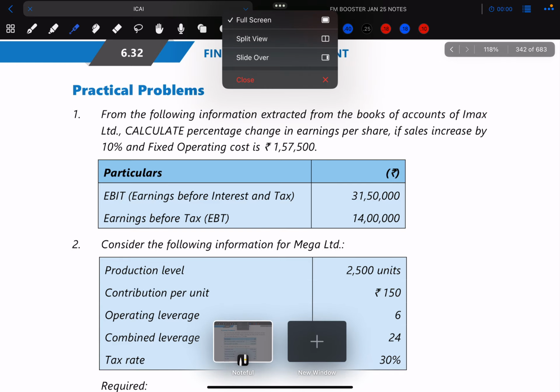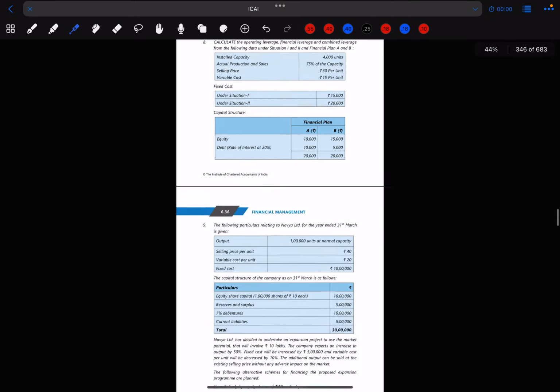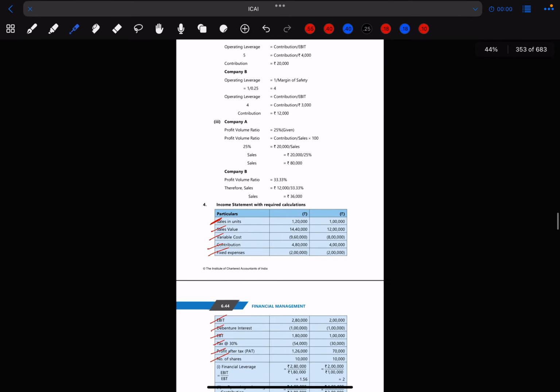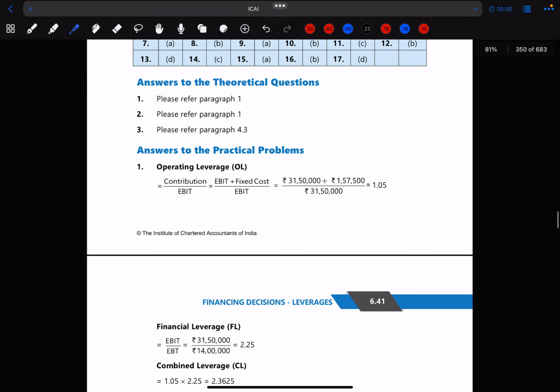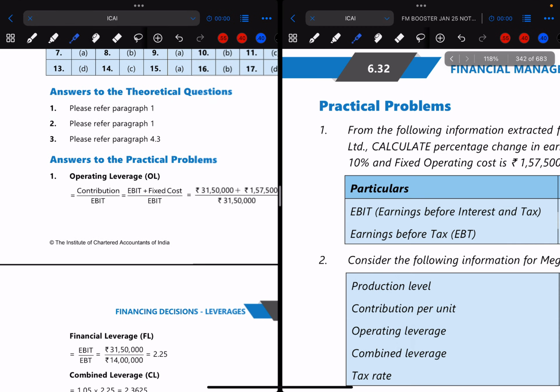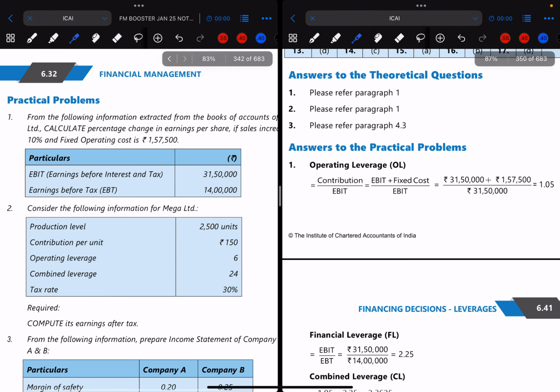Okay, wait a minute. Add another window. Go for ICAI. Go for answers. Okay, go for split view. Okay. So the first question is a simple one.